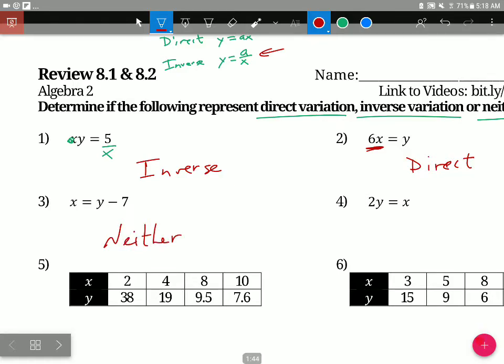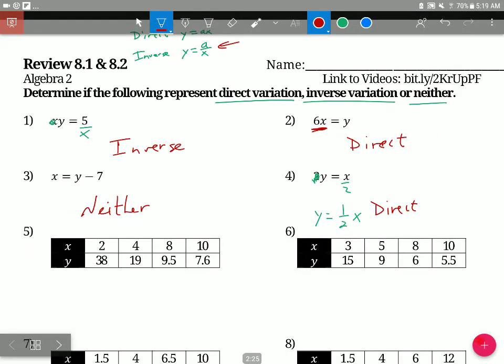Alright. And last but not least, 2y equals x. So get y by itself. If I divide by 2, you may look at that and think it's inverse, but in reality it's y equals, think of it like 1/2 x. So this is actually direct. x is multiplying the 1/2. Alright, cool.